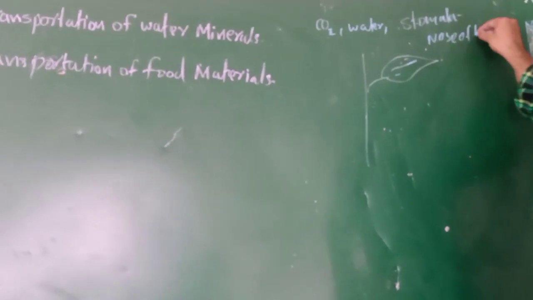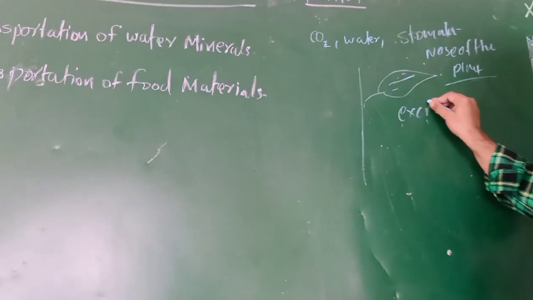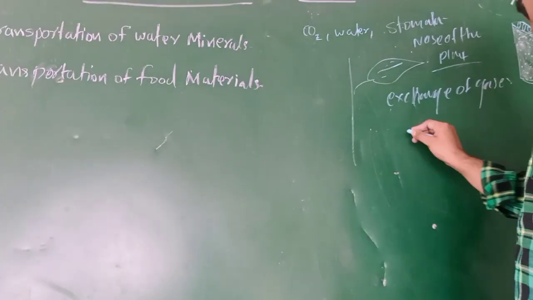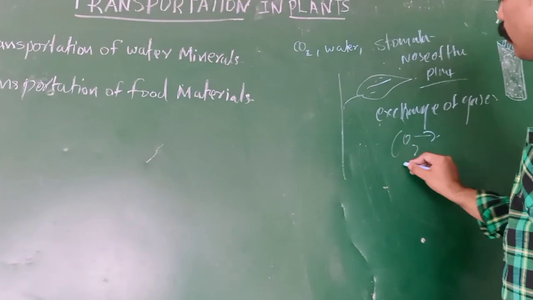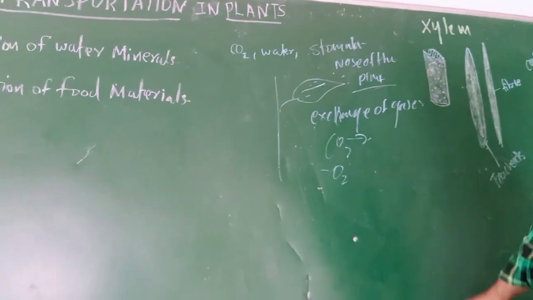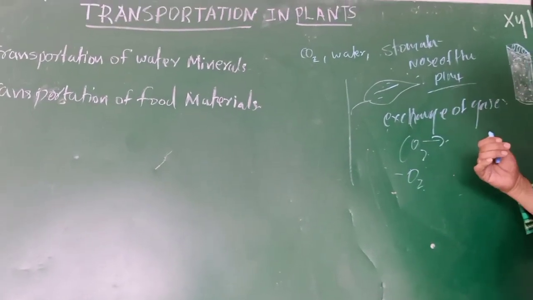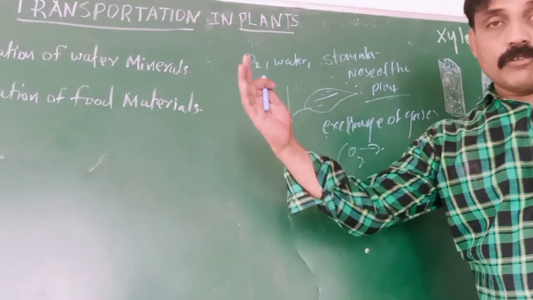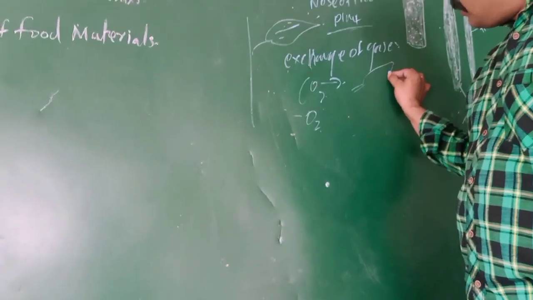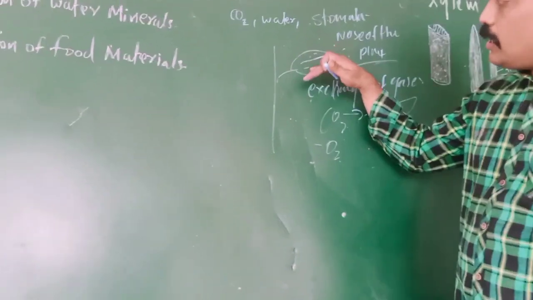That means exchange of gases occurs. What is the meaning of exchange of gases? Carbon dioxide enters the plant, and oxygen is released outside the plant, through the stomata. On the surface of the leaf, the number of stomata is greater in the lower region of the leaf.